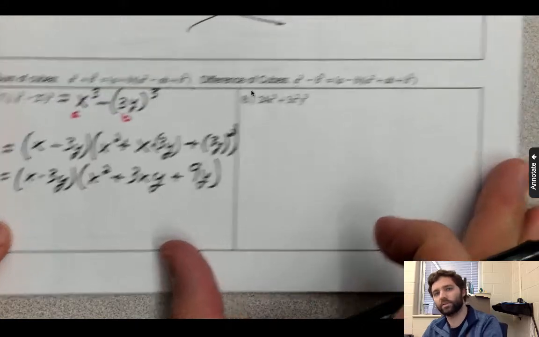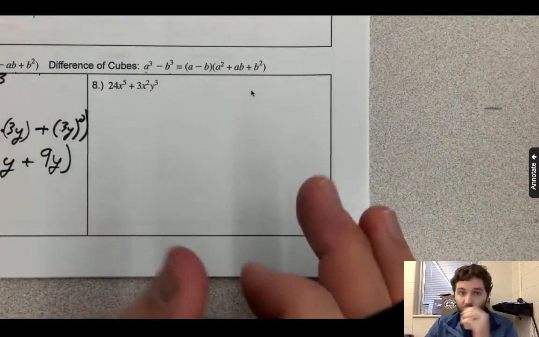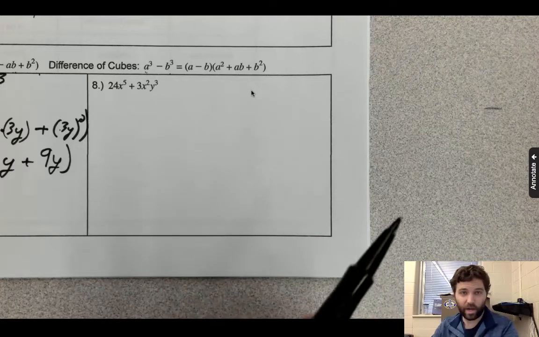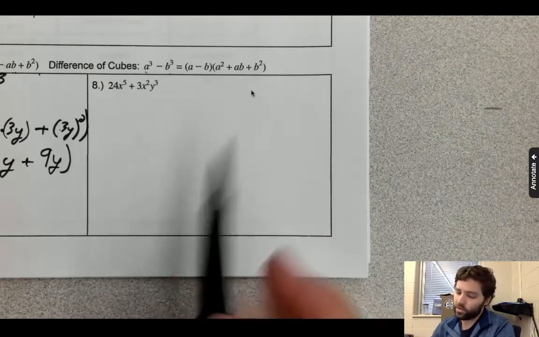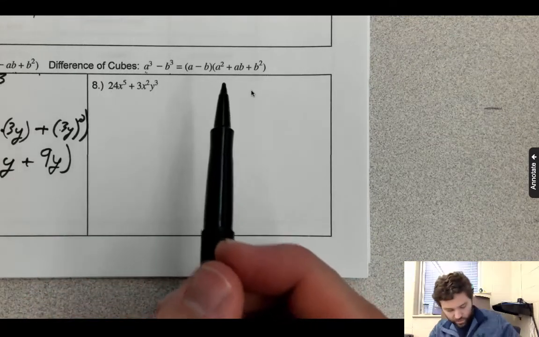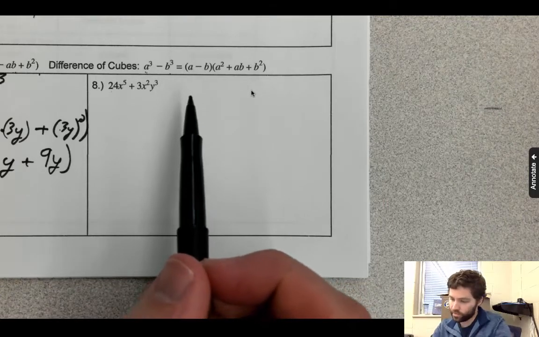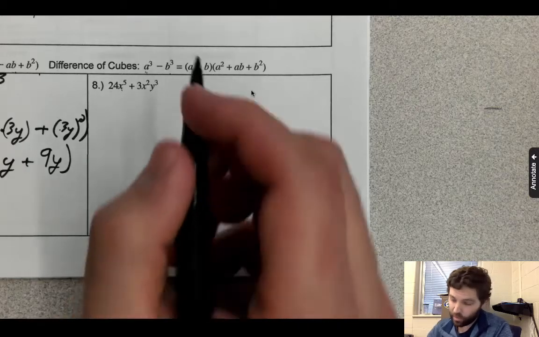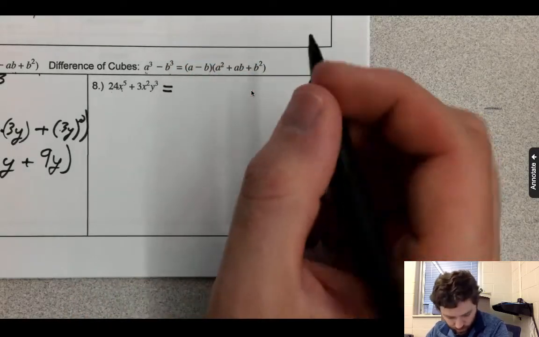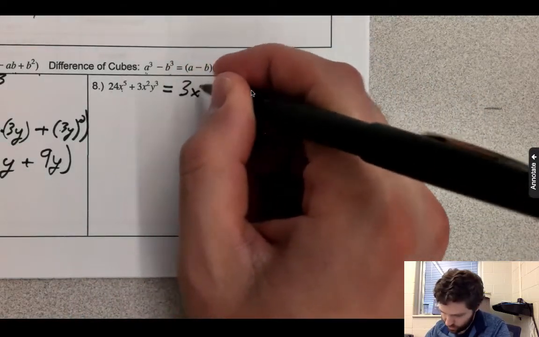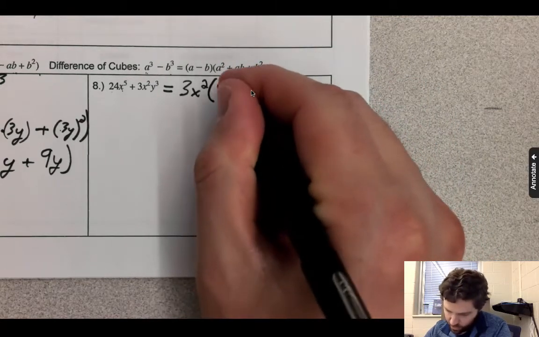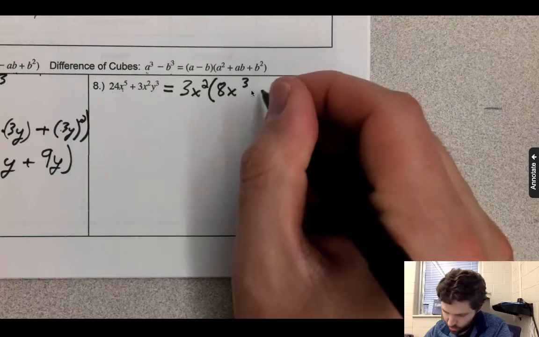Okay, let's look at another one here. Number 8. This one we will have to factor out our monomial first. Again, that means that we're looking for the greatest common factor in each term. So I look at 24 and 3, and I notice that I can take a 3 out of each one of those. And x to the 5th, x squared, I can take an x squared out of both of those. So let's do that. If I take a 3x squared out, I'll be left with 8x cubed plus y cubed.